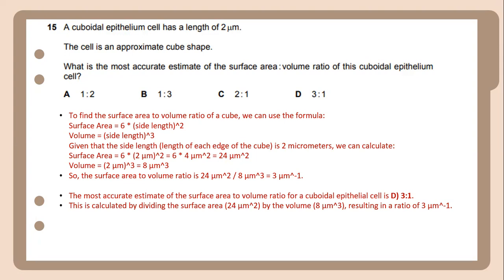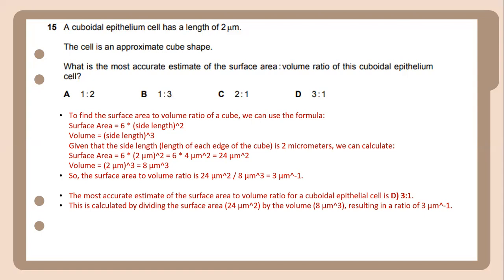that the surface area is equivalent to 6 multiplied by 2 micrometers to the power of 2, equivalent to 6 multiplied by 4 micrometers to the power of 2, which gives the answer of 24 micrometers to the power of 2. And the volume is equal to 2 micrometers to the power of 3, which equals 8 micrometers to the power of 3. So the surface area to volume ratio is 24 micrometers to the power of 2 divided by 8 micrometers to the power of 3. You get the value of 3 micrometers to the power of -1.